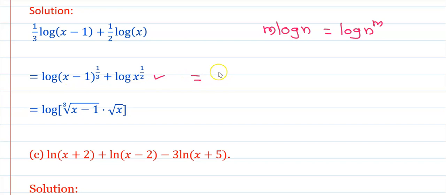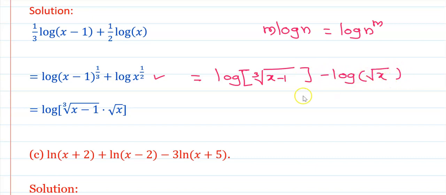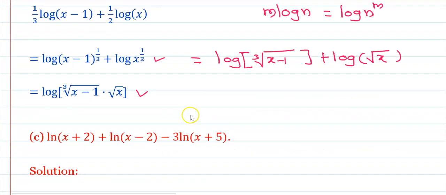Okay, again we can write here log of, in brackets, cubic root of x minus 1, this will be the first, and the second is log of square root of x. Between the two, what is the sign? It is a plus sign, therefore there is a multiplication, that is log of cubic root of x minus 1 into root x. This is now in compact form, in a single form.